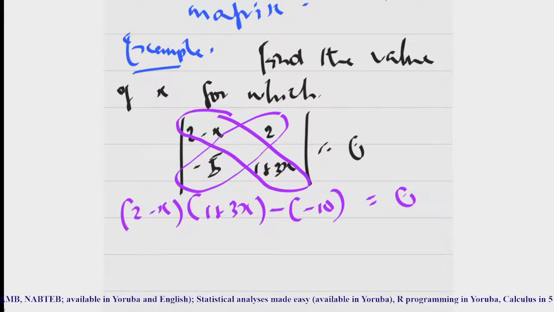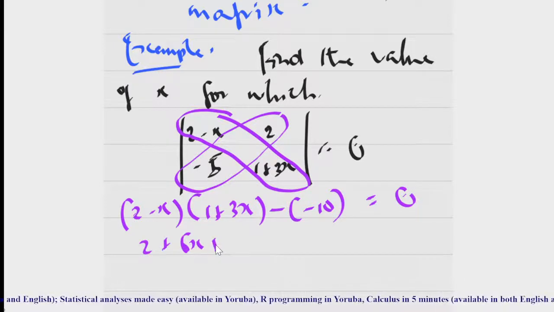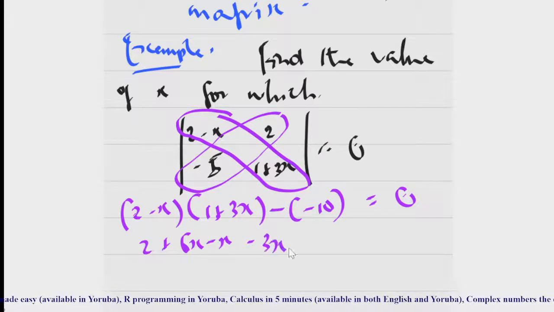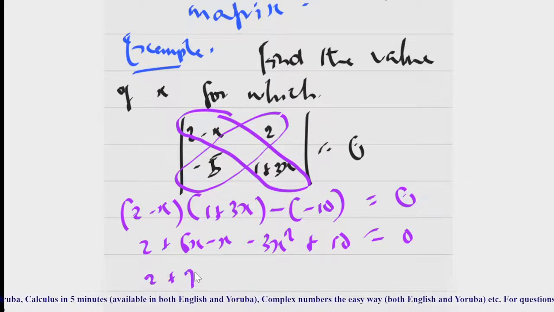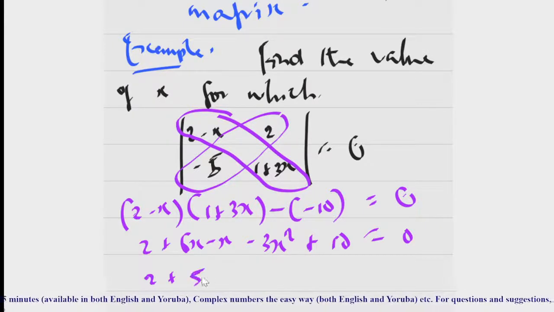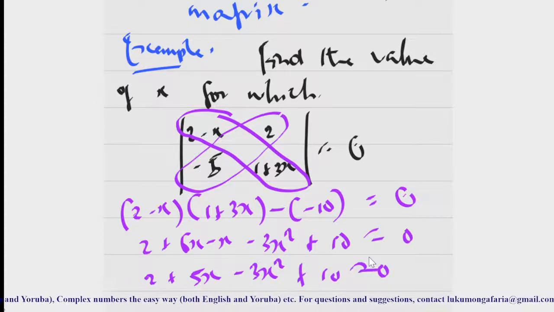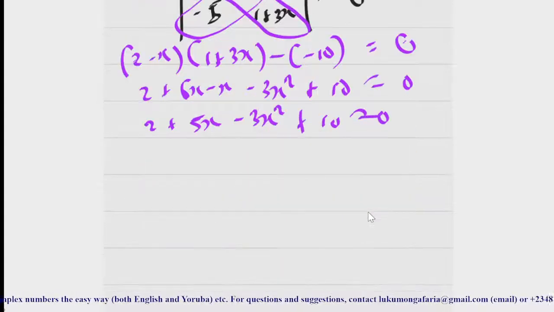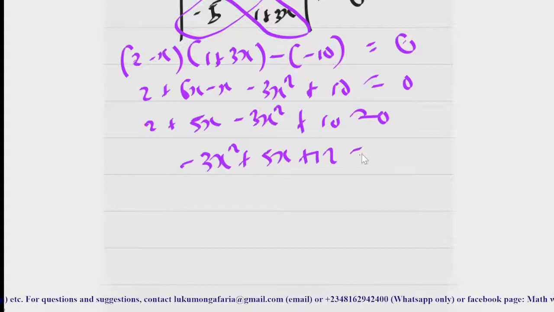So if you expand, this is going to be 2 times 3x, 6x, then minus x, minus 3x squared plus 10 is equal to 0. I hope you understand now. So then I'm going to have 2 plus 5x, 6x minus x will give me 5x, minus 3x squared plus 10 is equal to 0. Then if you rearrange it very well, I'm going to have minus 3x squared plus 5x plus 12 is equal to 0.